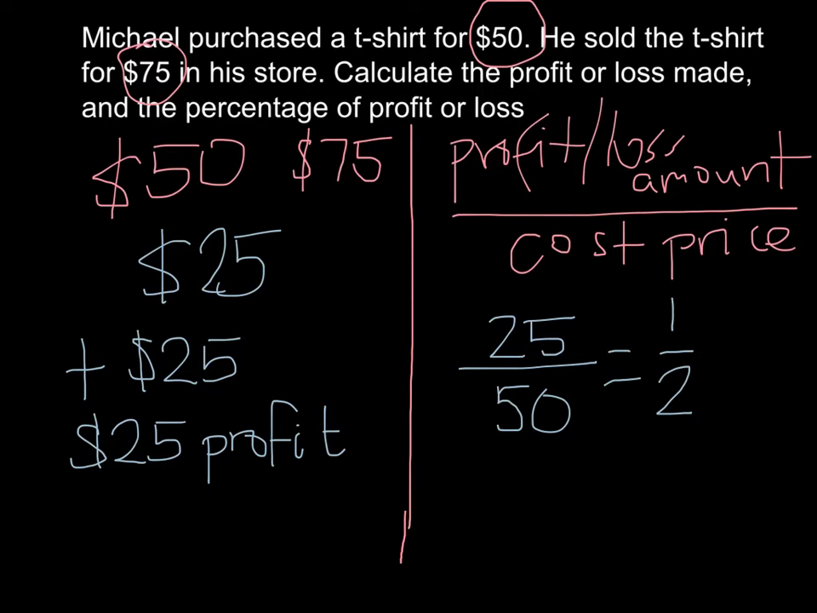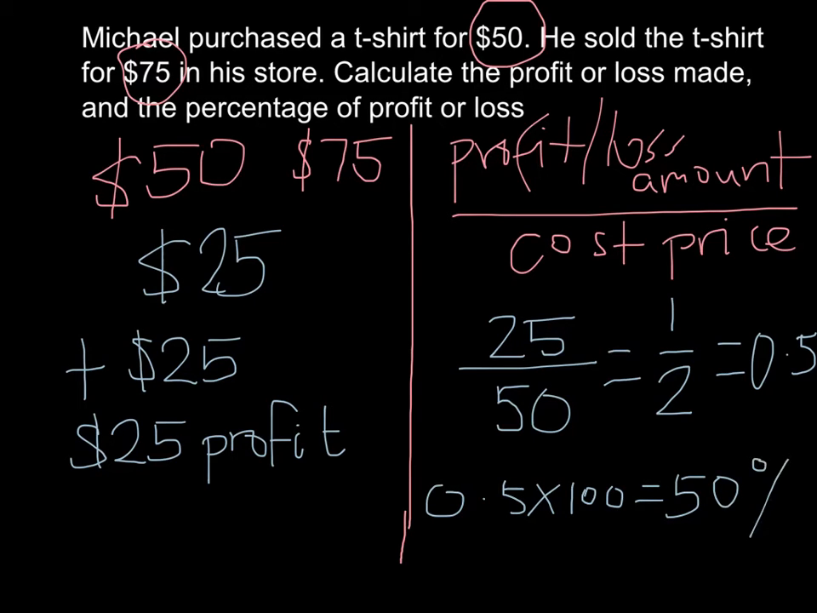We can also represent that as a decimal as 0.5. We want the profit, in this case, represented as a percentage, so we need to change the decimal into a percentage by multiplying it by 100. So in this case, it will be 0.5 times by 100, which is equal to 50, which gives us a 50% profit that Michael made.